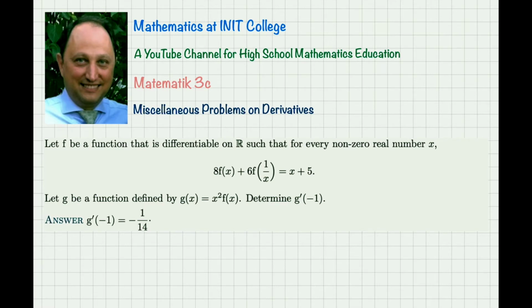I recommend you to pause the video at this point and try to solve the problem yourself first. If you do it correctly, the final answer that you get is g prime of minus 1 equals minus 1 over 14.